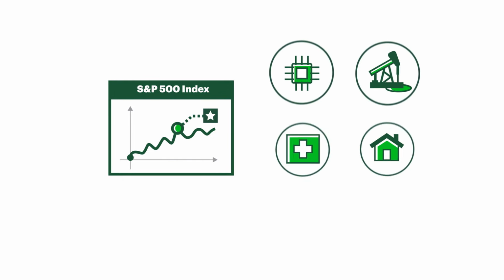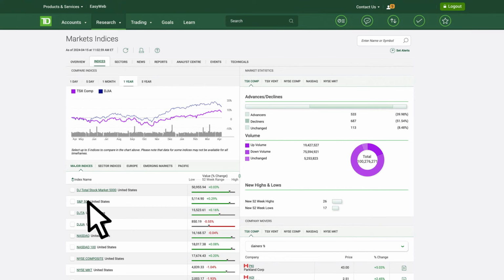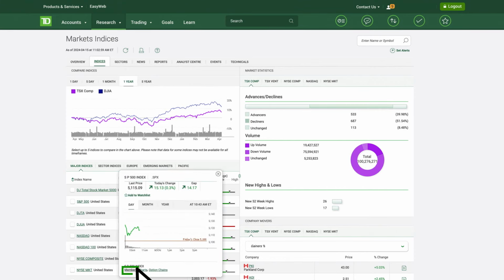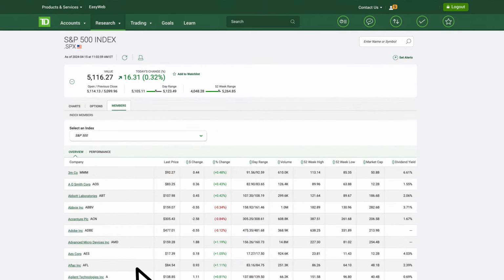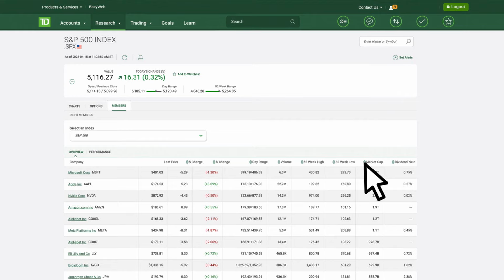It tracks a mix of businesses across different sectors and industries, therefore making it widely recognized as one of the most used indices. If you'd like to dig deeper into its performance, click Members. From here, a list of its holdings will populate. These can then be sorted by different market metrics, like percentage change, volume, or market cap.